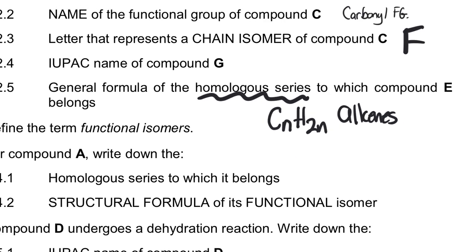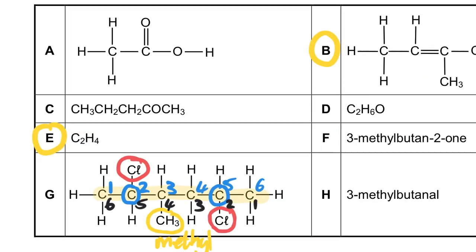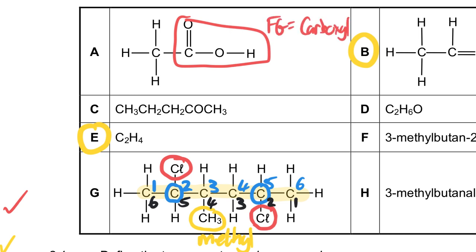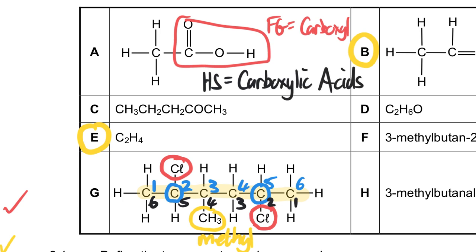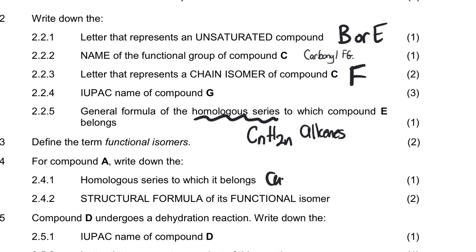Now, for compound A, write down the homologous series to which it belongs. So we go and we look at A, and we see the functional group is the carboxyl functional group, carboxyl. So the homologous series is going to be the carboxylic acids. So the answer is carboxylic acids.